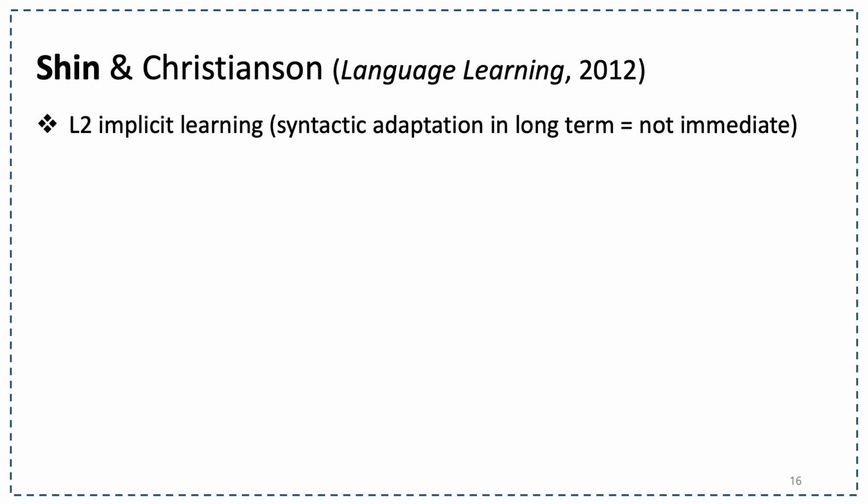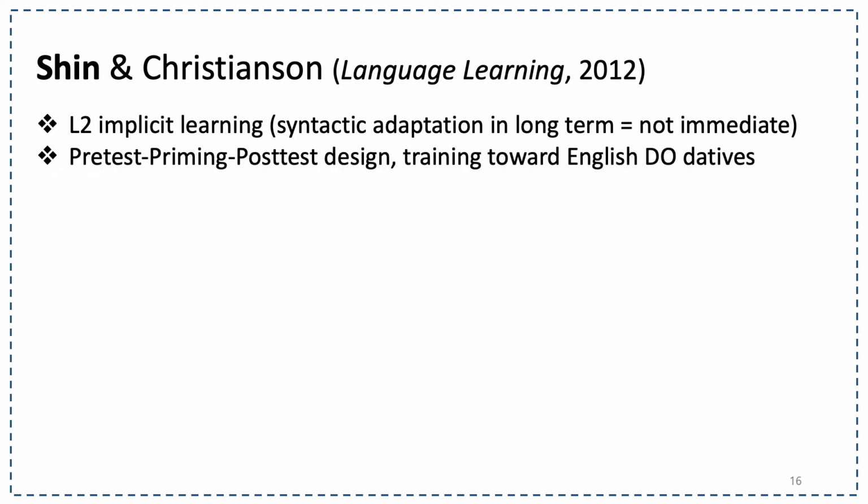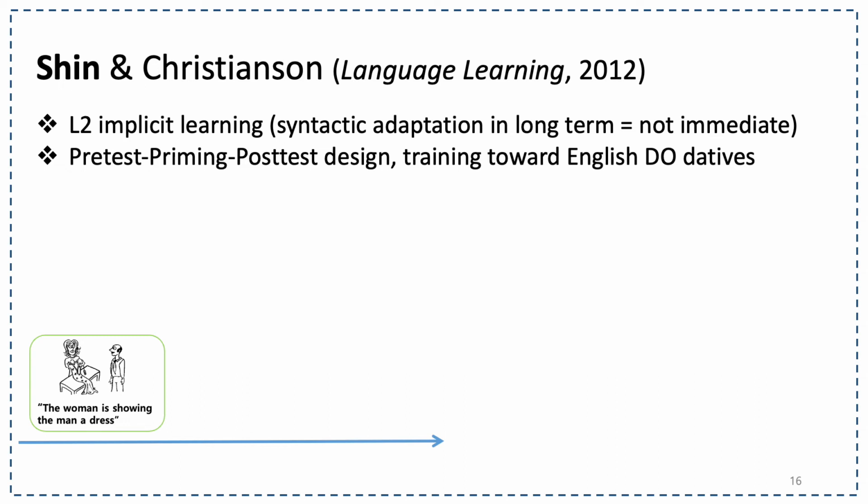For example, the study published in Language Learning in 2012 investigated L2 implicit learning, that is syntactic adaptation, in long-term priming. So it used English dative structures with two kinds of syntactic priming, long-lag priming and immediate priming. In a pre-test, priming, post-test design, training toward English double object datives only. Here are some examples. So short immediate priming involves just the prime and target in pairs.